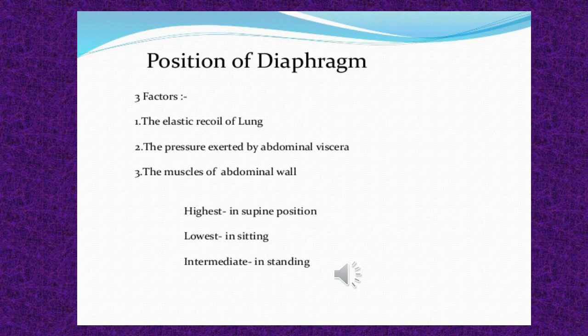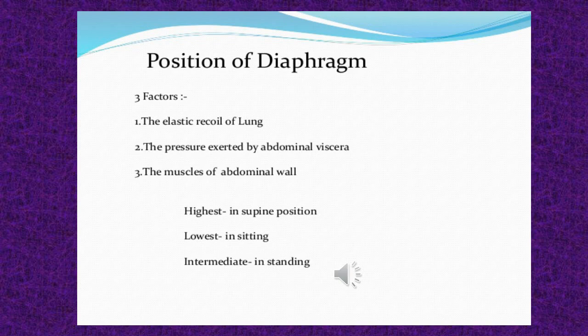The position of the diaphragm in the thorax depends upon three main factors. The first one is the elastic recoil of lung tissue. It tends to pull the diaphragm upwards. On lying down, the pressure exerted by the abdominal viscera pushes the diaphragm upwards. On standing or sitting, the viscera tends to pull the diaphragm downwards.